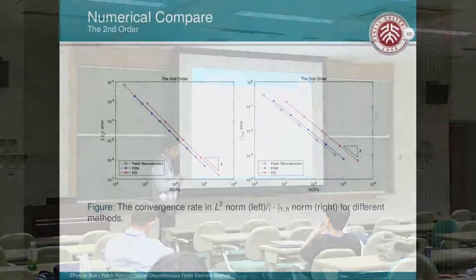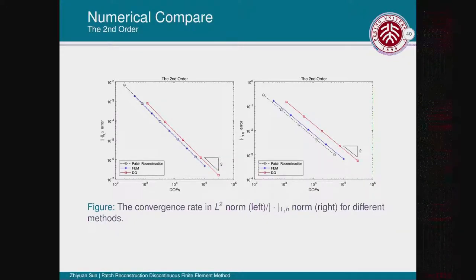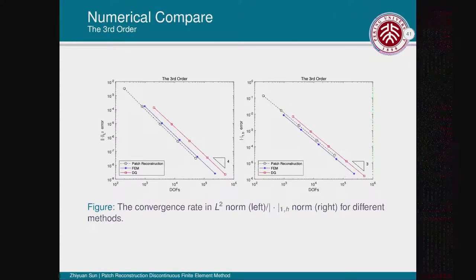So in the second order approximation, we can see in the H1 semi-norm, we are slightly better than the finite element method. It means that we can achieve the high order accuracy with fewer degrees of freedom. And here is the example for the third order approximations. We can see in the L2 norm, our method is also slightly better than the finite element method. But in the H1 semi-norm, our method is worse than the finite element method.